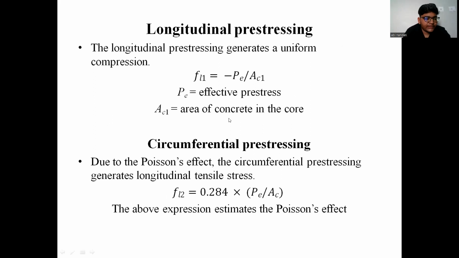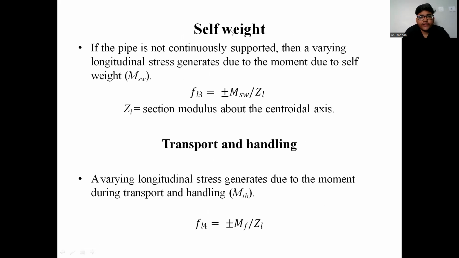Next, circumferential pre-stress. Due to Poisson's effect, the circumferential pre-stress generates longitudinal tensile stress, which is 0.284 into P by AC. The above expression estimates the Poisson's effect. Next, we consider the self-weight. If the pipe is not continuously supported, then varying longitudinal stress is generated due to the moment from its self-weight. This is the equation for that, where Z is the section modulus about the centroidal axis.